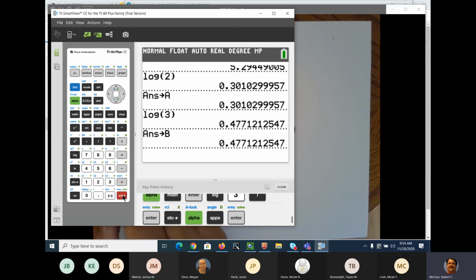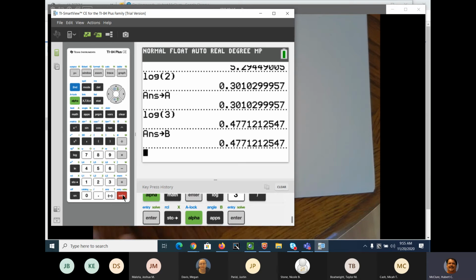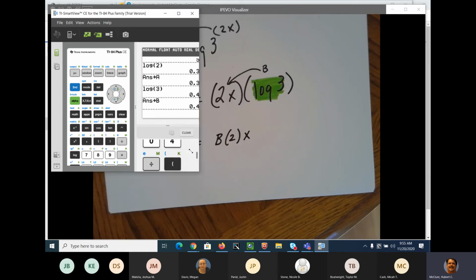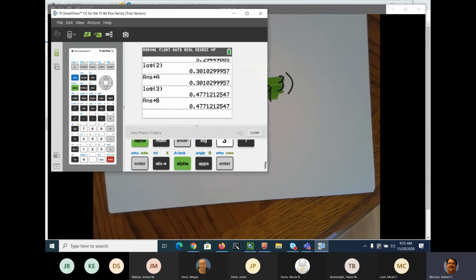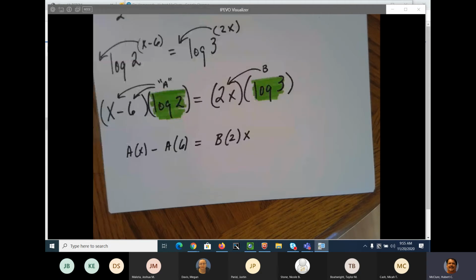So A times X minus A times 6 is equal to B times 2 times X. I'm going to have to make this small. I can't get everything on one page, so I'm sorry.